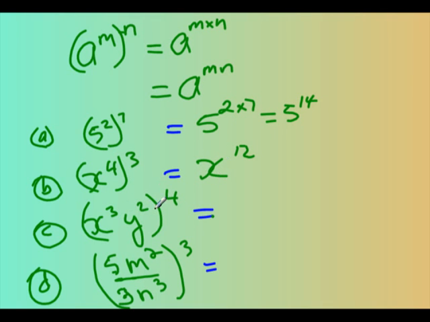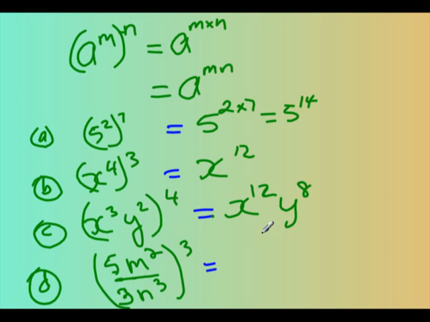This one looks a little tricky, but all we need to do is simply multiply the powers. 3 times 4 is 12, and 2 times 4 is 8. Multiply the powers on each part of the term.